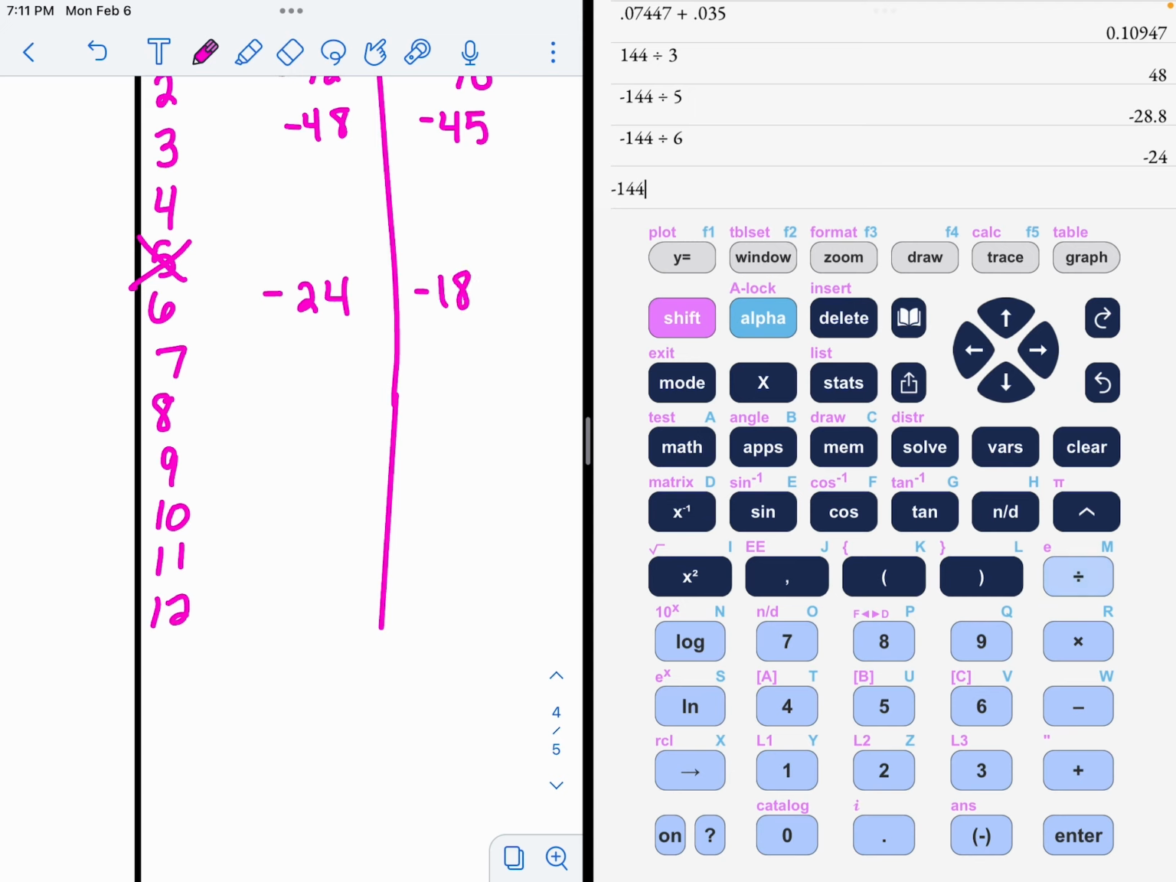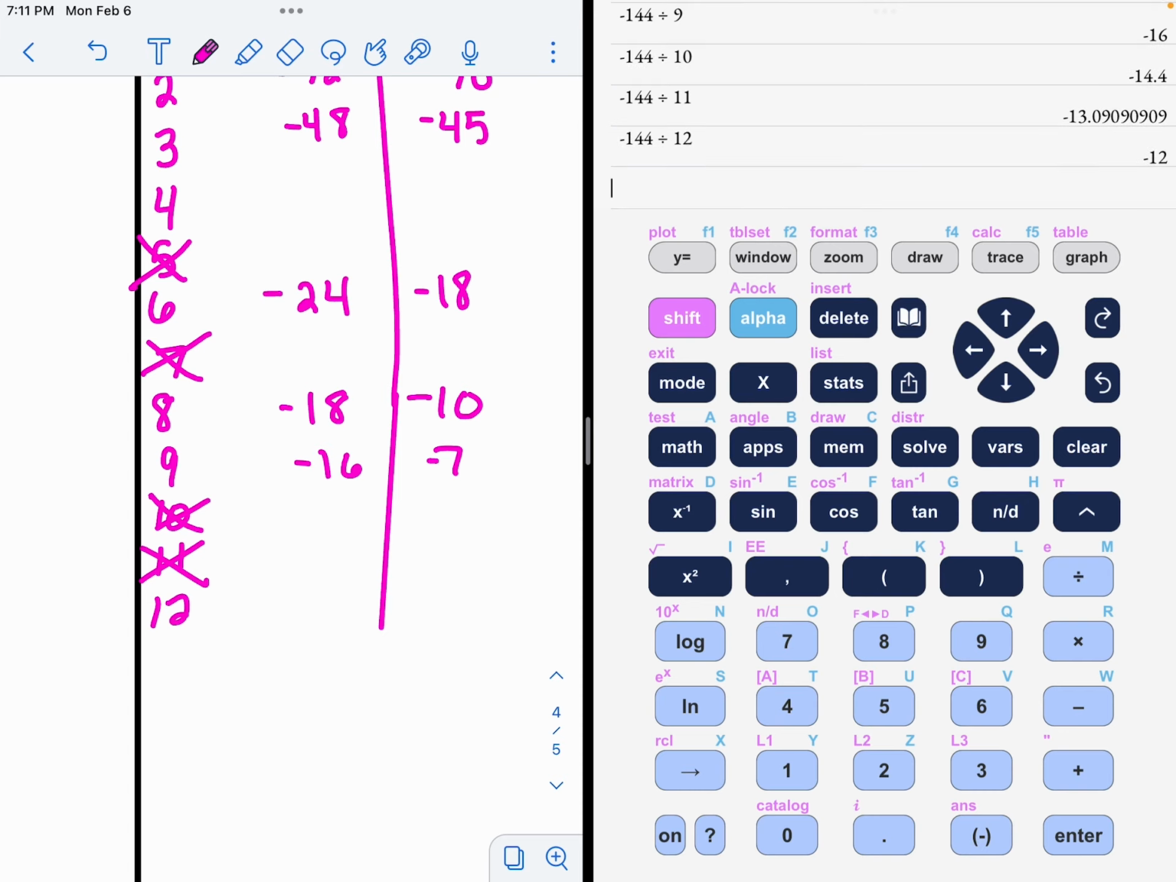Negative 144 divided by 7, decimal. Negative 144 divided by 8, negative 18, so negative 10, getting closer. Negative 144 divided by 9 is negative 16, which adds to negative 7, but not it. Divided by 10, decimal. Divided by 11, decimal. Negative 144 divided by 12 is negative 12. And what do you get if you add those? 0.